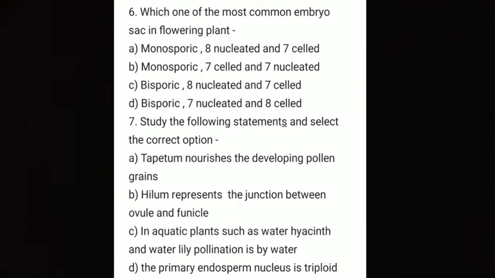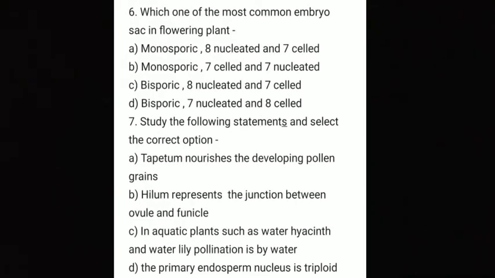Next, question number 6. Which one is the most common embryo sac in flowering plants? Option A, monosporic 8 nucleate and 7 celled, monosporic 7 celled and 7 nucleate, bisporic 8 nucleate 7 celled, bisporic 7 nucleate 8 celled. Here the answer is option A, monosporic 8 nucleate and 7 celled. Look at the diagram and we know the types of embryo sac. They are normally monosporic, then bisporic and tetrasporic. So here the answer is option A, monosporic 8 nucleate and 7 celled.